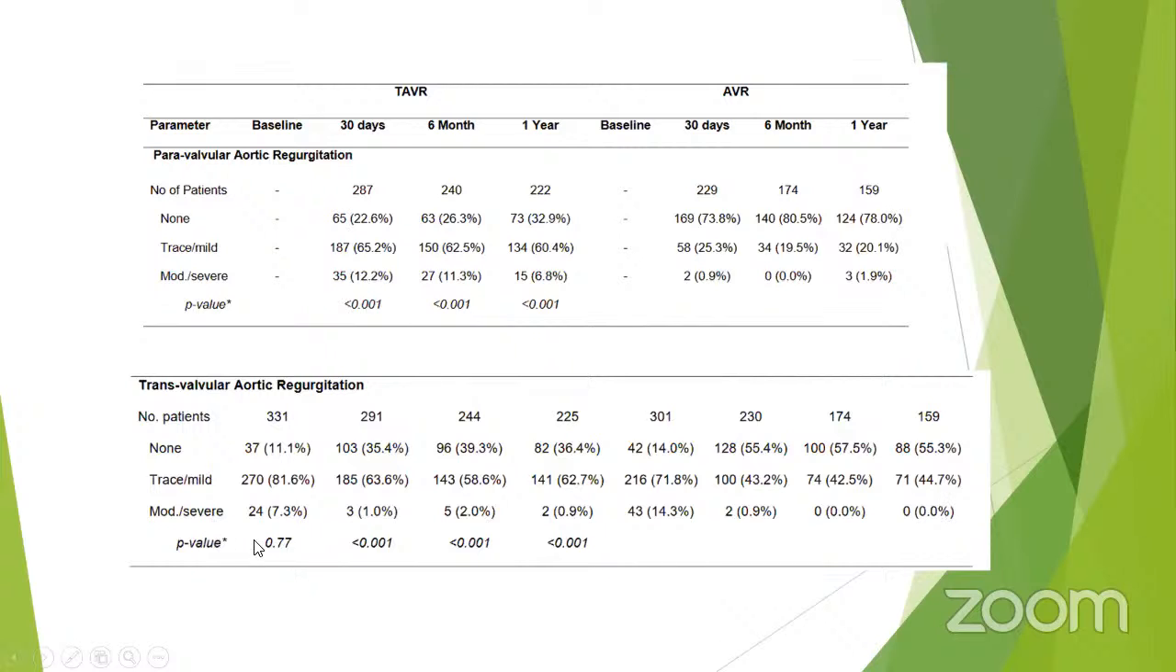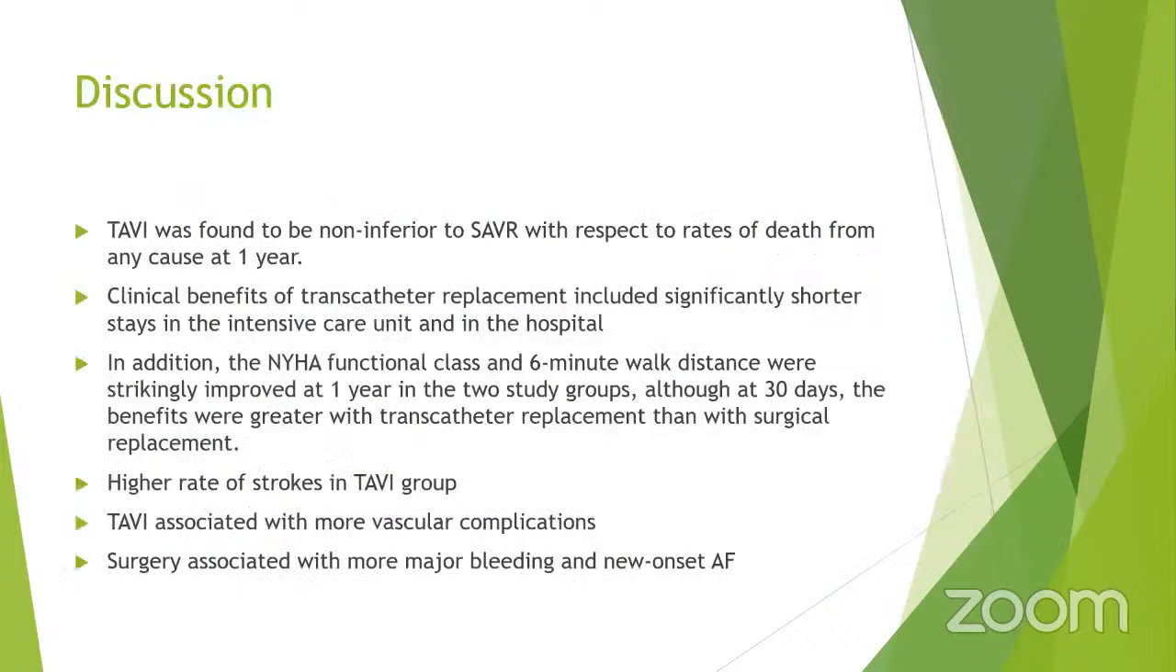However, moderate to severe aortic regurgitation was found in only 1% of patients with TAVI at 30 days and 0.9% at 1 year. In the surgery group, there were 0.9% of patients with transvalvular aortic regurgitation at 30 days. However, at 1 year, there were no patients with moderate to severe aortic regurgitation.